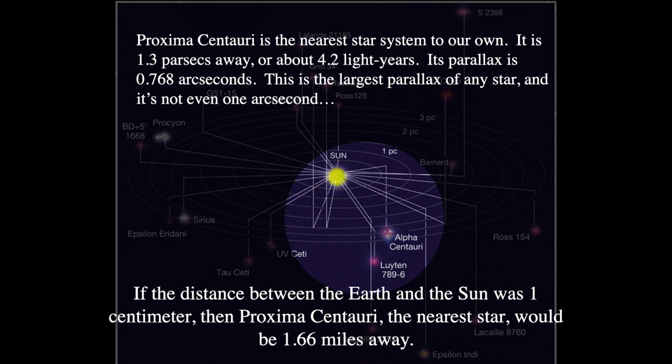That is the nearest star system to ourselves, which is roughly 4.2 light years. And the parallax is 768 milliarcseconds. That's the largest parallax of any star, and it's not even an arcsecond. So let's pretend that if the distance between the Earth and the Sun was 1 centimeter, if 1 AU equaled 1 centimeter, then Proxima Centauri, the nearest star, would be 1.66 miles away, almost 2 miles away.